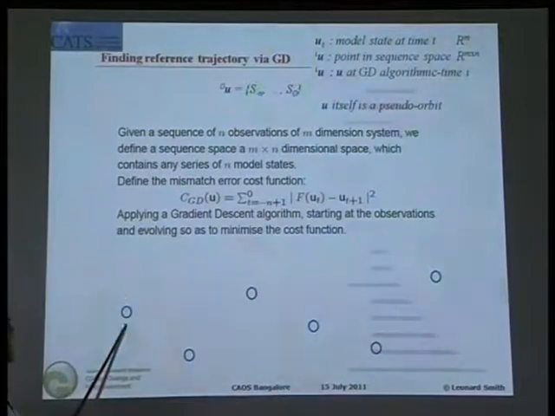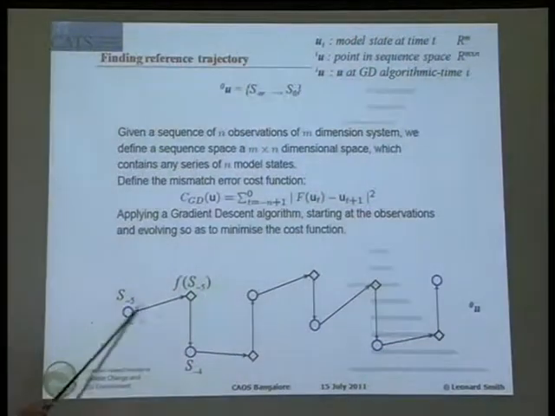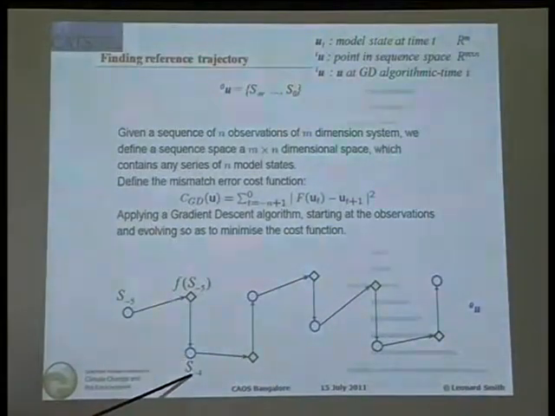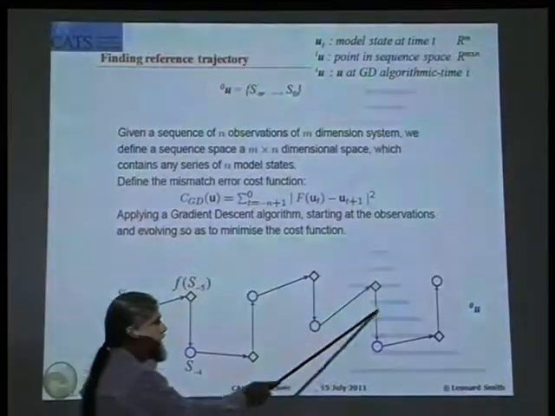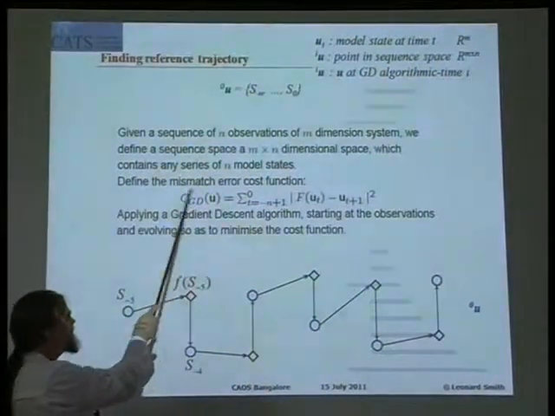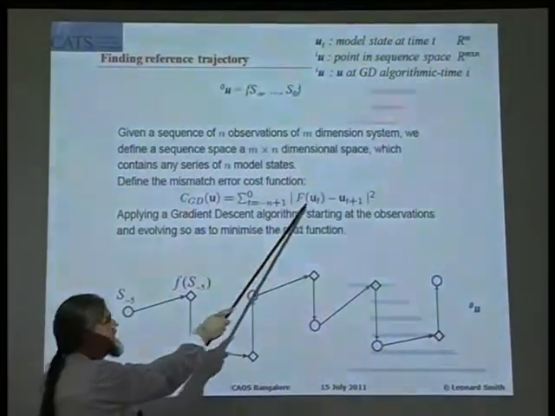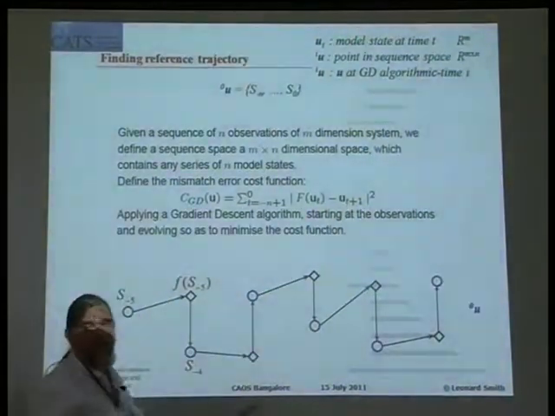We don't want to just move this first one. What we're going to do is see where all of them go under our model. So this is the initial analysis, which is mapped to this point, which is, of course, different from the analysis in A minus 4. We want to minimize the sum of all of these mismatches. Okay? So the gradient descent cost function is just the sum from the beginning of the window to the end of the image of the t-th point minus the t plus first point.